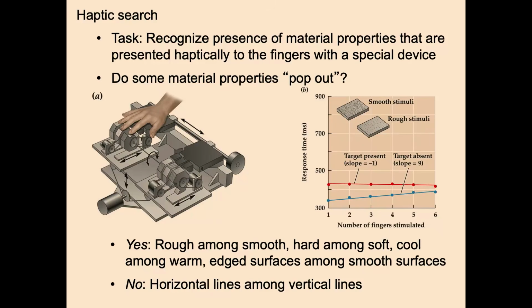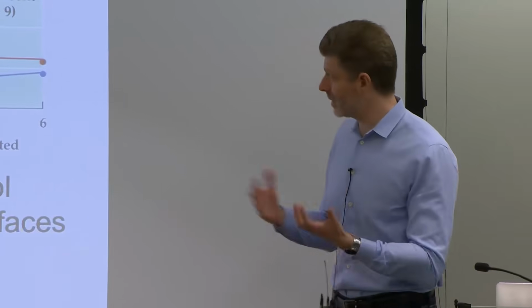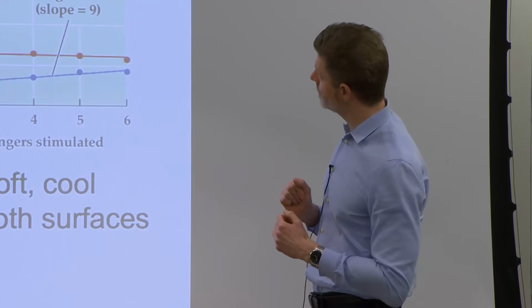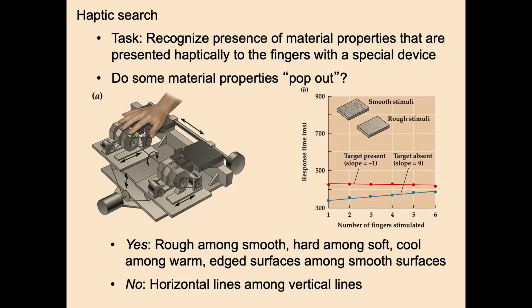Okay, two last things and then we will call it quits. So one other interesting analog with other systems: we just talked about visual search, where you have an array of elements and you have to detect something that's different. You can also perform haptic search, where there will be elements that are presented to the different fingertips. So you have to recognize the presence of material properties that are presented haptically to the fingers with this kind of device. The question is whether some properties pop out. So you could present a rough texture or a smooth texture.